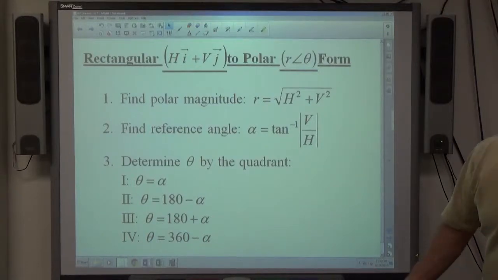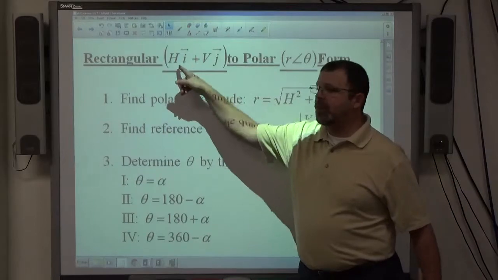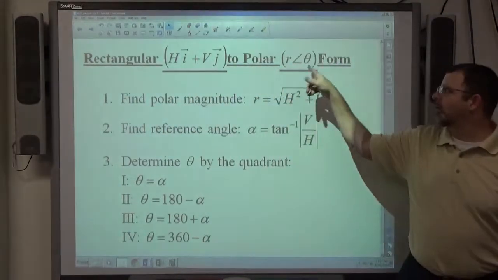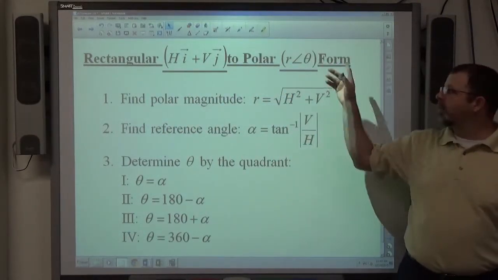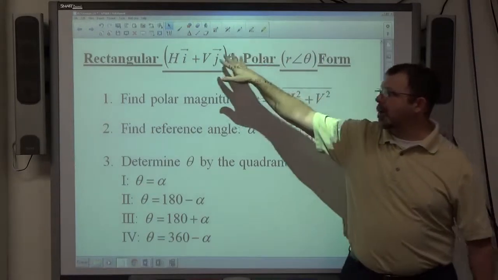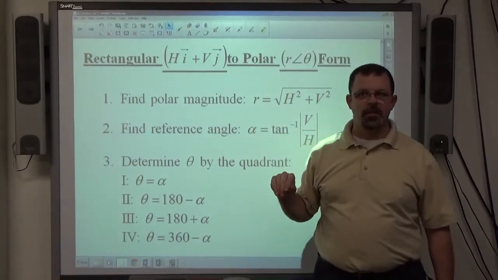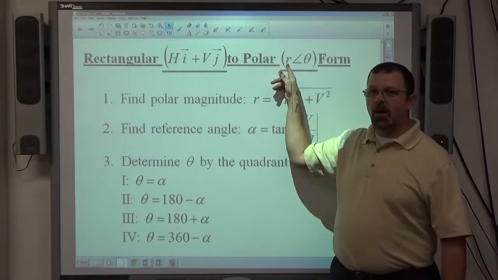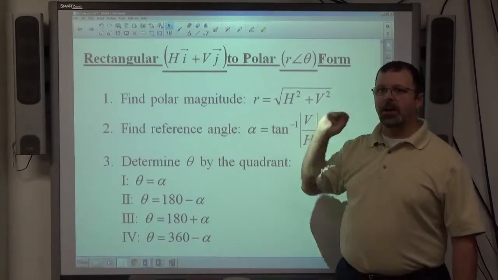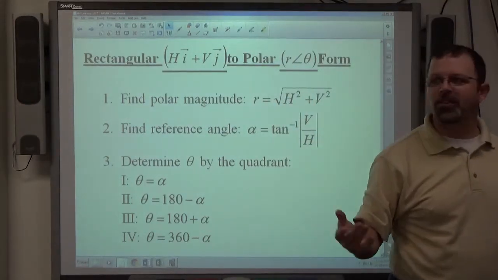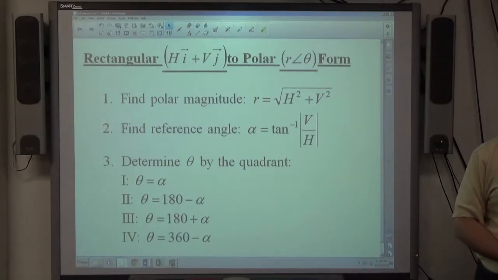All right. The next two problems involve changing from a rectangular Hi plus Vj form into a polar R, theta form. So far we've done the other way around. We started at polar and went back to rectangular. It was really straightforward, right? H equals R cosine theta, V equals R sine theta. The calculator evaluates, of course, everything's great and it's easy and life is good.